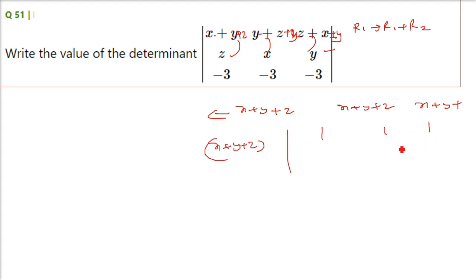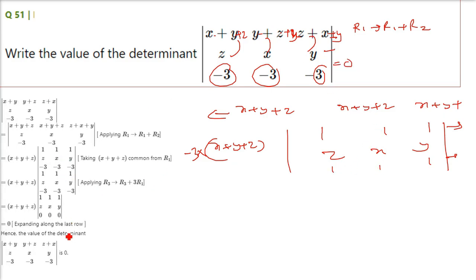So 1, 1, 1 will remain. We have z, x, y, and this negative 3 also we are taking outside, minus 3. So you have 1, 1, 1. And since the first row and the last row are equal, that means the determinant will be 0. Two rows or two columns equal, they are going to be 0.